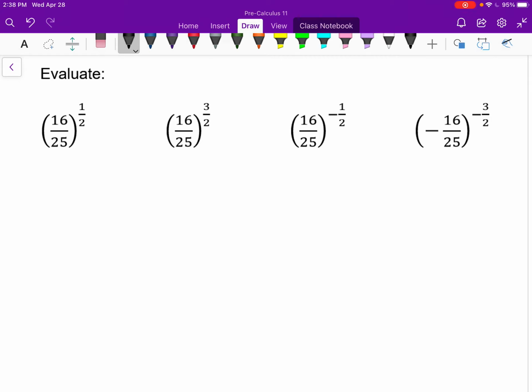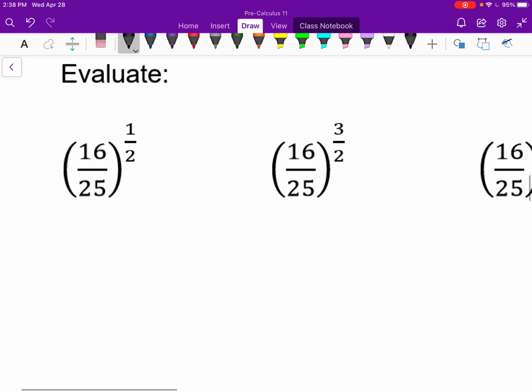And so let's look at the first one. 16 over 25 to the 1/2. Again, a few ways of looking at it. The more complex these get, the more options you have. Even for questions that seem really straightforward, there's always more than one way of approaching it. I'm going to look at it like this. I'm going to take this 1/2 and write each of the numerator and the denominator to that power.